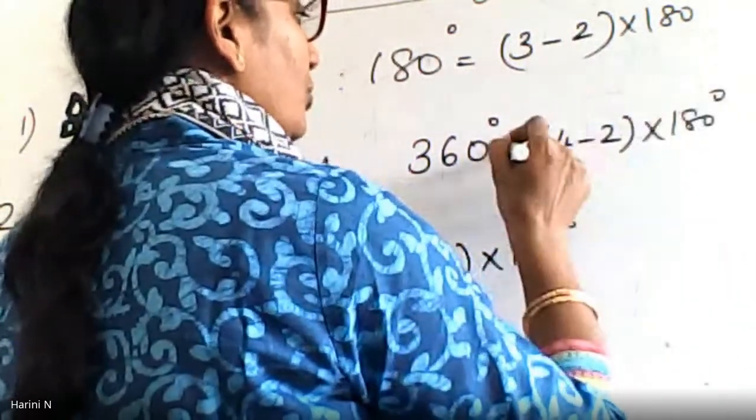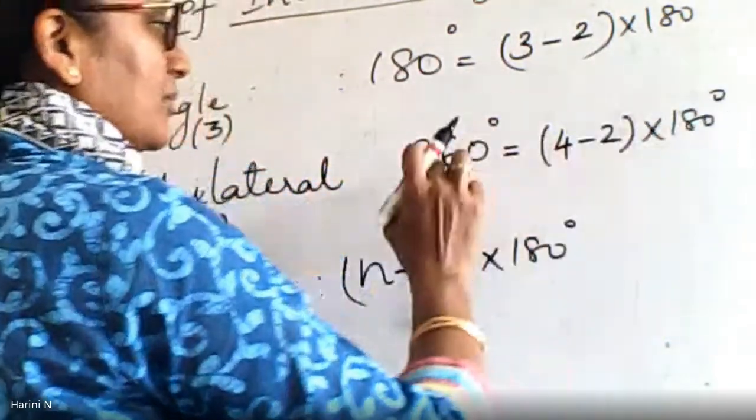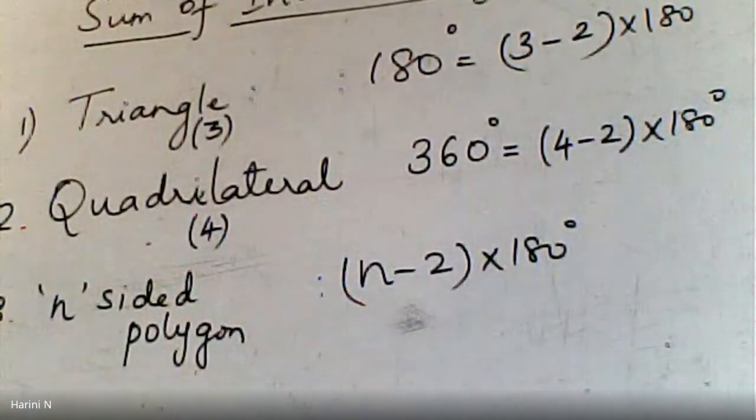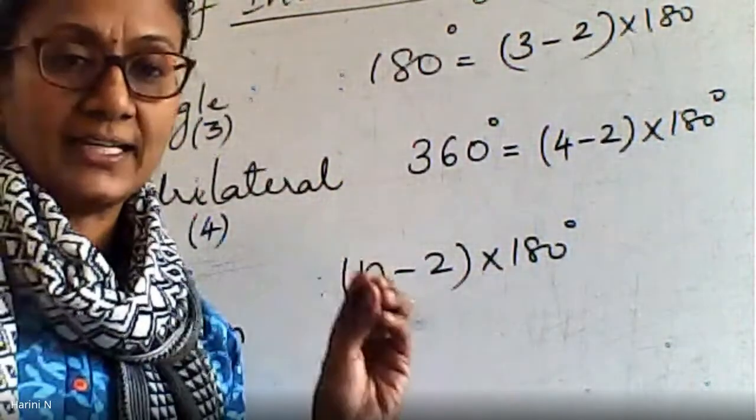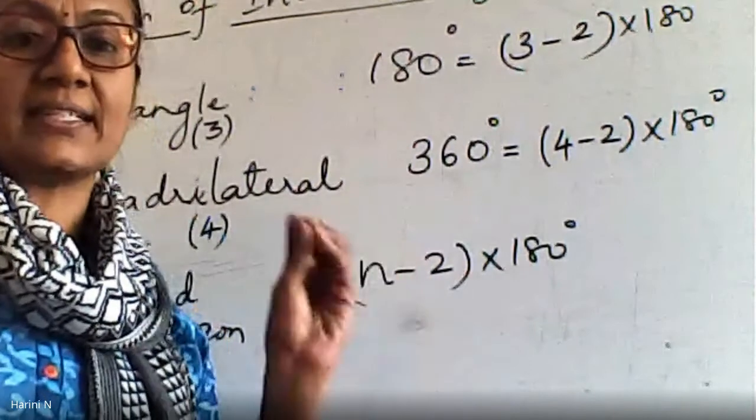What is 4 minus 2? It is 2. So 2 into 180 has become 360 degrees. So this is how you find the sum of the interior angles of any n-sided polygon.